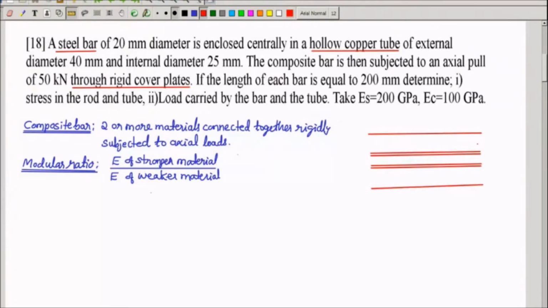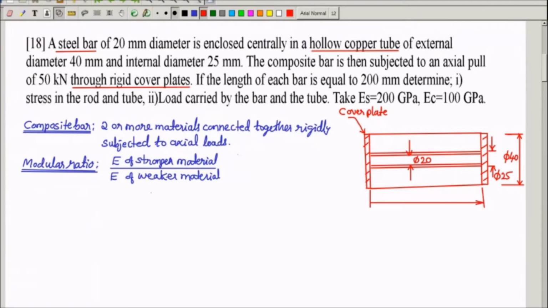They are fixed together through rigid cover plates. Cover plates will normally come at the end like this. A cover plate is just a rigid member to hold those two members firmly. So this is called the cover plate. The tube has an outer diameter of 40 mm and an inner diameter of 25, and the steel rod has a diameter of 20. The length of each bar is 200 mm, meaning this distance is 200 mm. Both members are of the same length, and it is subjected to axial pull, meaning tensile load. This load is equal to 50 kilonewton. So this is what is given.